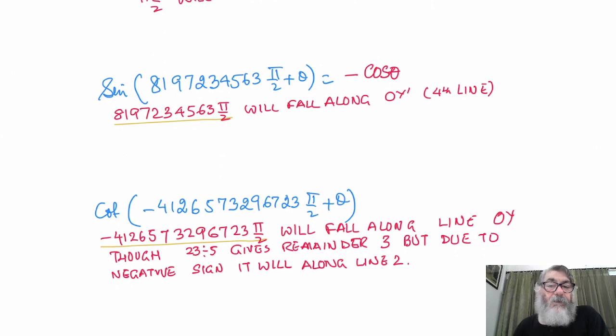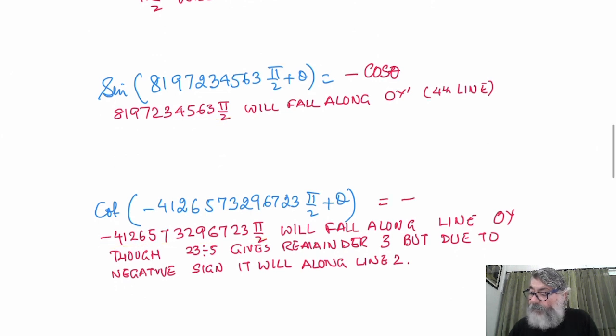When it falls along line OY and plus theta means again it goes into what? The second quadrant. In the second quadrant, sine and cosec are only positive. The rest are negative. So cot will change into minus tan theta. This is very important to remember about plus and minus. They will reverse itself.